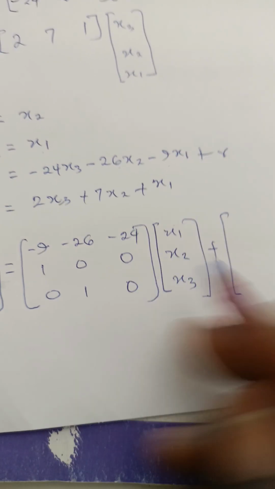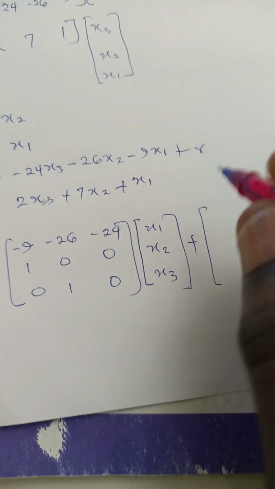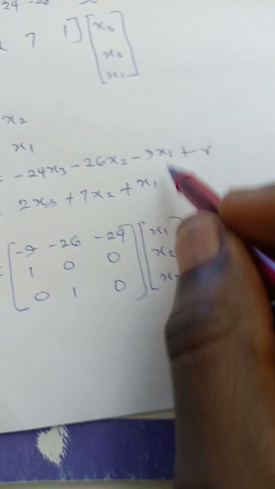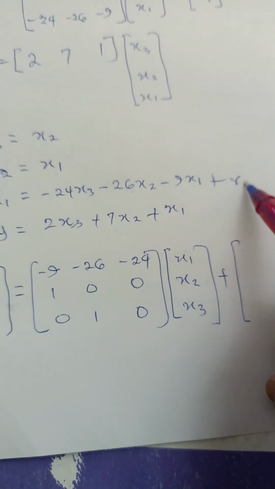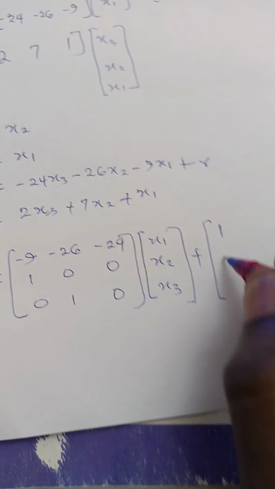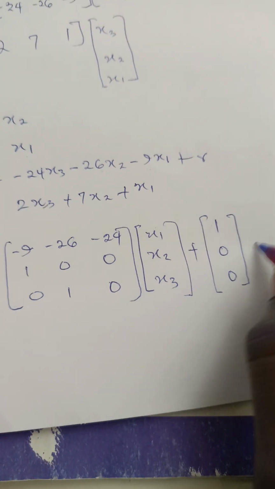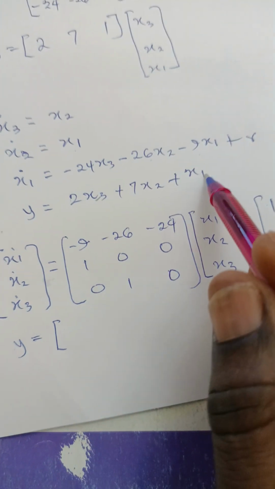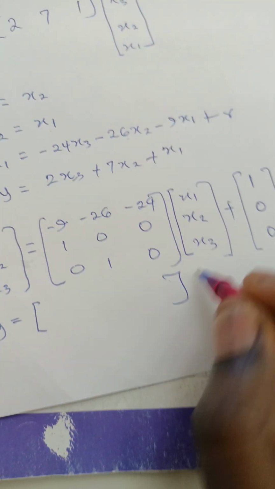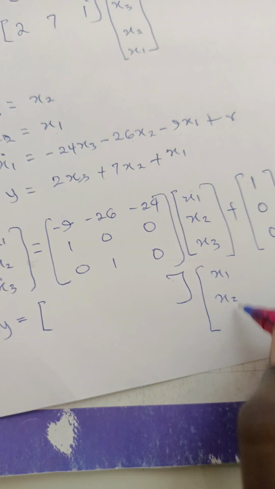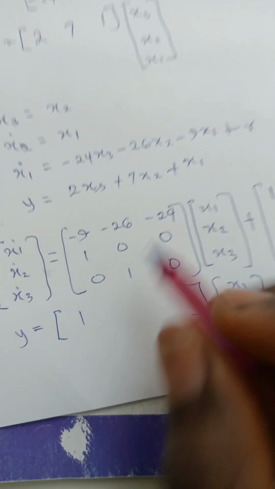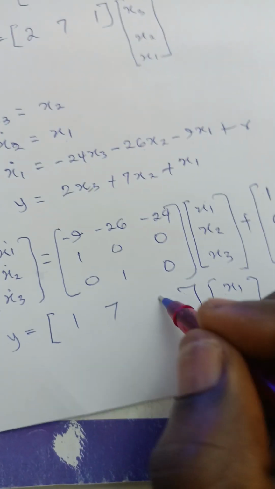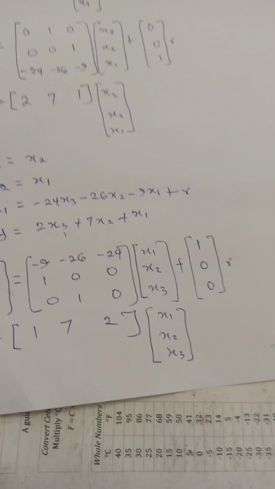So this is how we represent it. Under our x1 is where we have r to be 1, and the others will be 0. Then for the output, we represent it in such a way that x1 here will be 1, our x2 will be 7, and x3 will be 2. So this is now our canonical form.